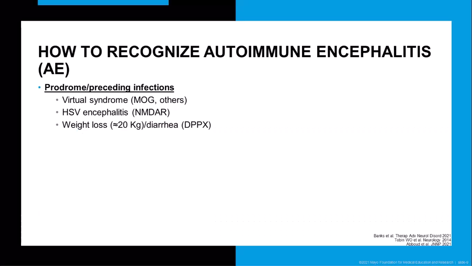So first question is, how do we recognize autoimmune encephalitis? Well, some patients will have a preceding viral syndrome. That's very common with the MOG antibody and indeed with other antibodies. So we have seen patients who have some sort of infectious syndrome.